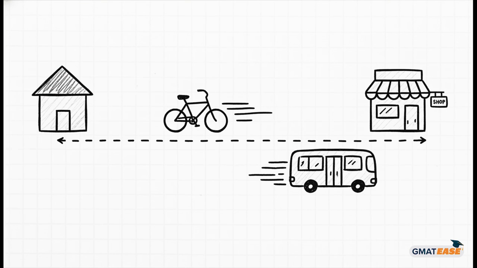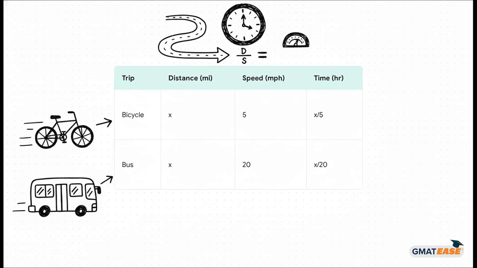Okay, let's make this real with a classic example. Jane bikes to a shop and then takes the bus back home. And the problem says it's on the same route. Ding, ding, ding. That's our keyword. It's practically screaming at us that the distance is the constant here. And this is where that DST table becomes your best friend. Look how clean this is.